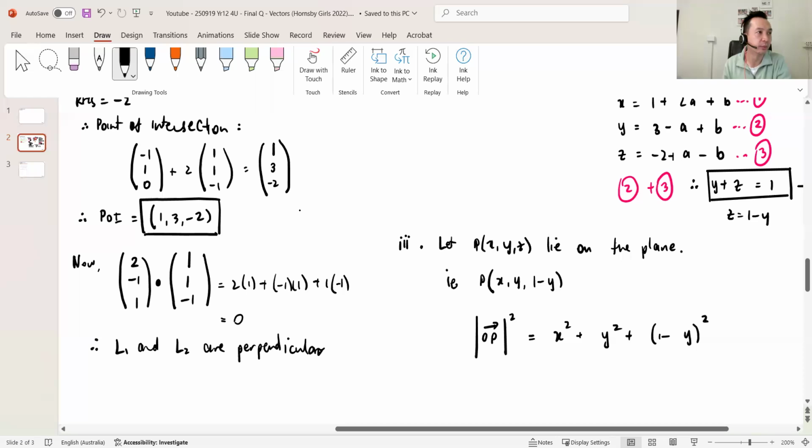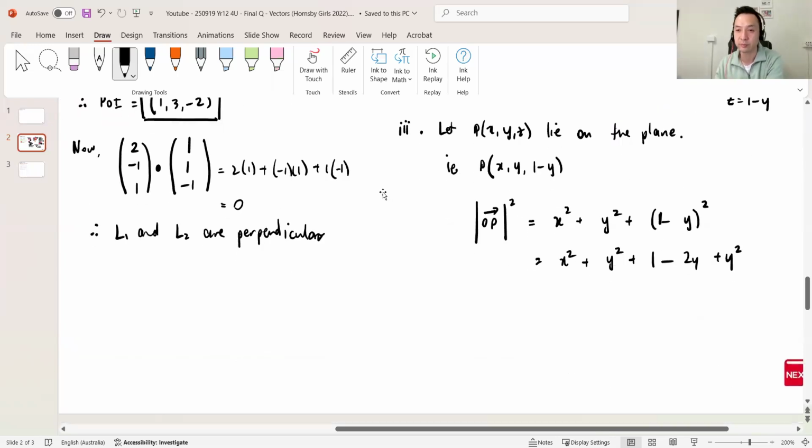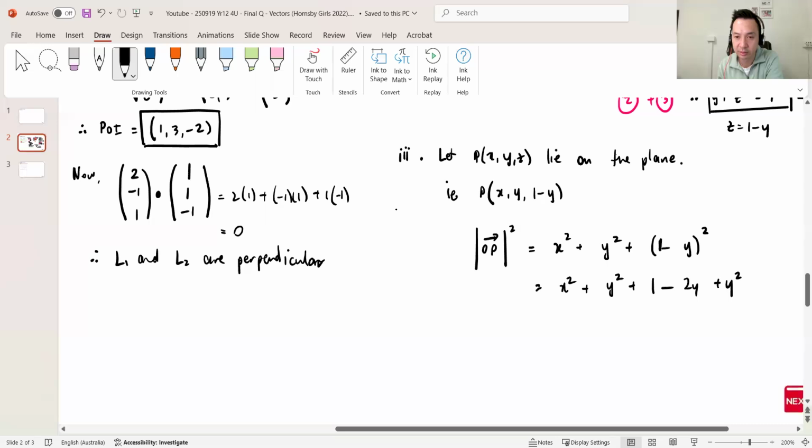Now, with that in mind, I need to find the minimum value for this. I'm thinking maybe let me expand this. Plus 1 minus 2y squared. Oops. I'm going to complete the square here. So I have x squared plus, let's factorize the 2 out. I'll leave the 1 outside.